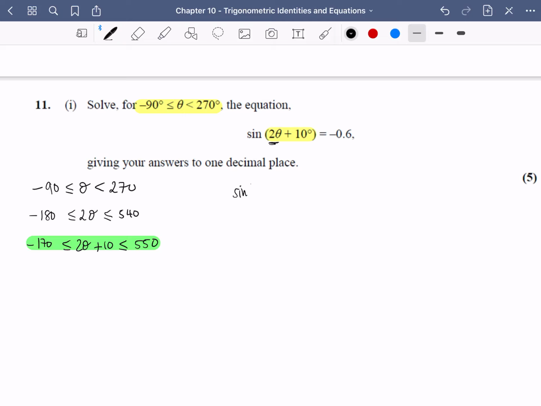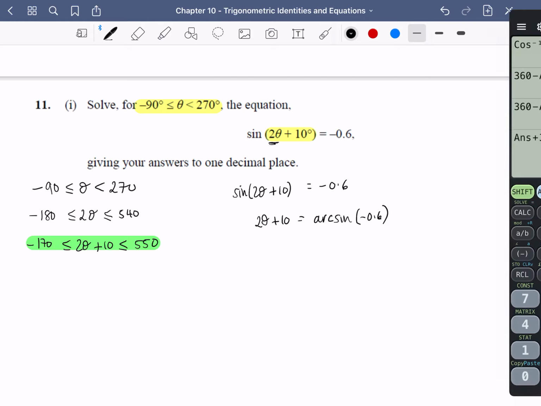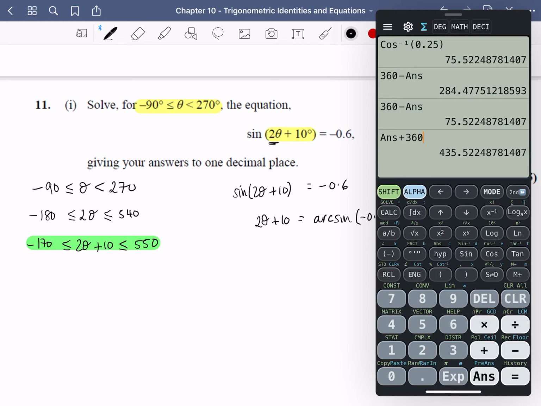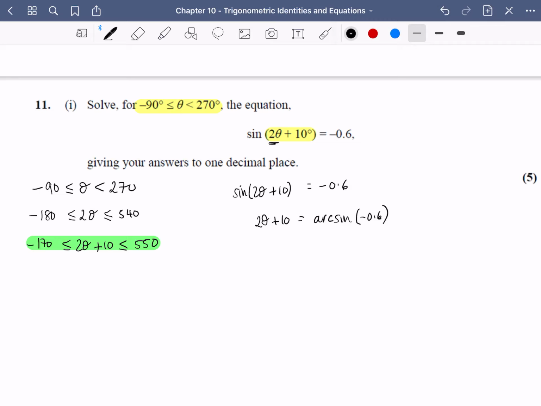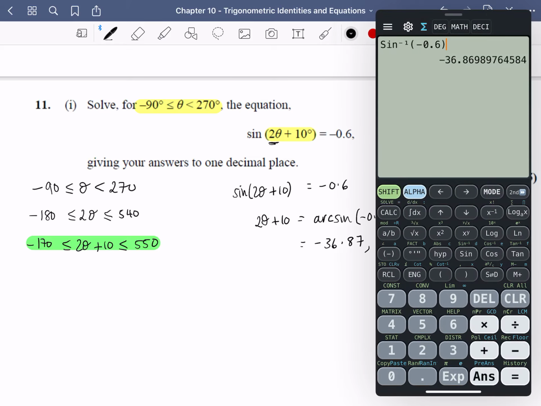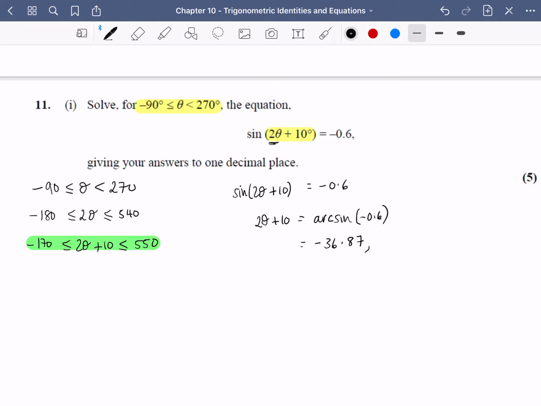Okay, so we have sine of 2 theta plus 10 is equal to minus 0.6. So 2 theta plus 10 is going to be the inverse sine of minus 0.6. We're just going to solve this equation as normal for the green range that we've got written there. So the inverse sine of minus 0.6 is minus 36.87 degrees. And then the second one that we would get from this for sine is 180 minus the answer, which is 216.87.